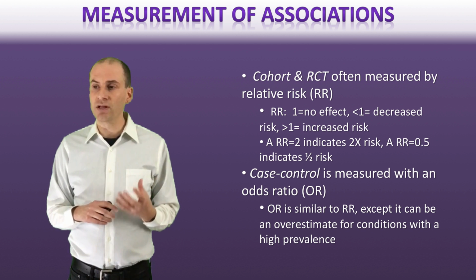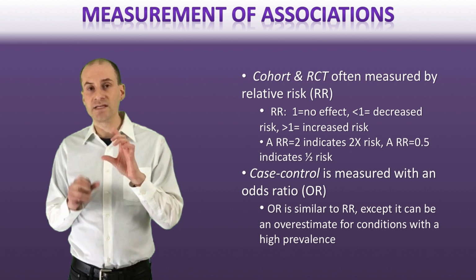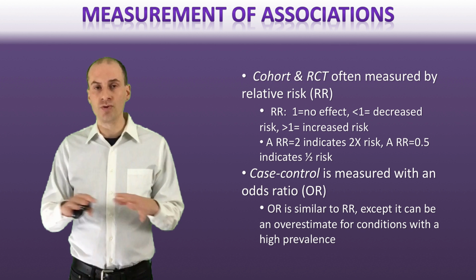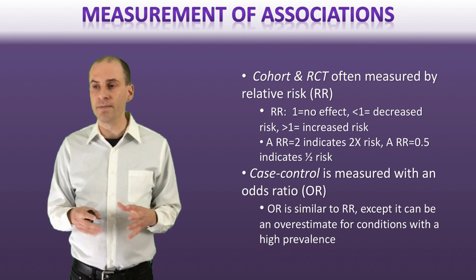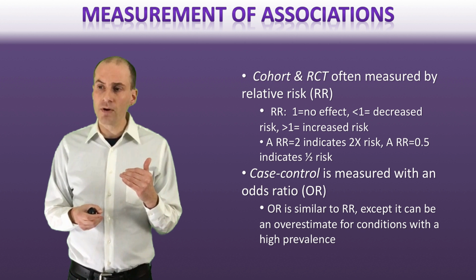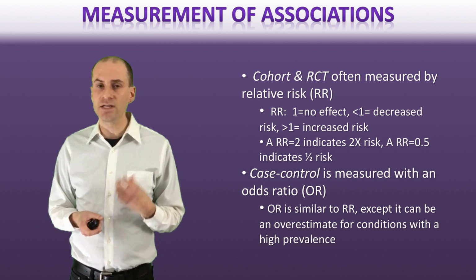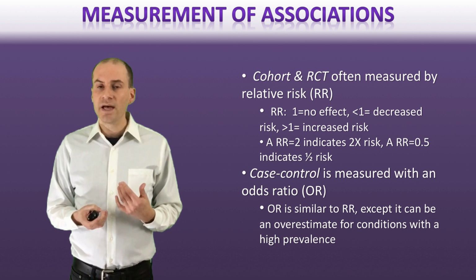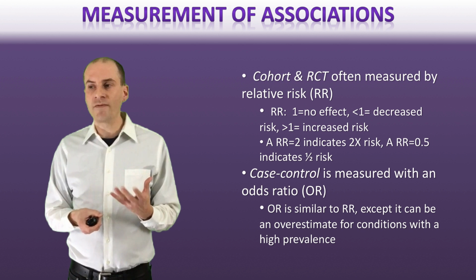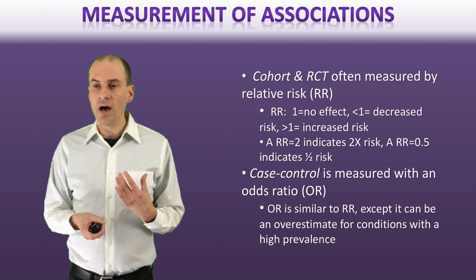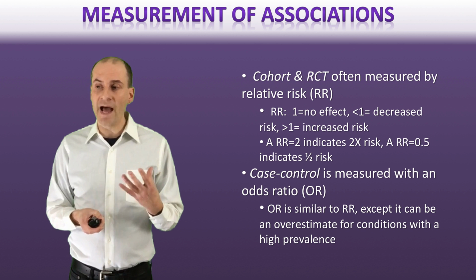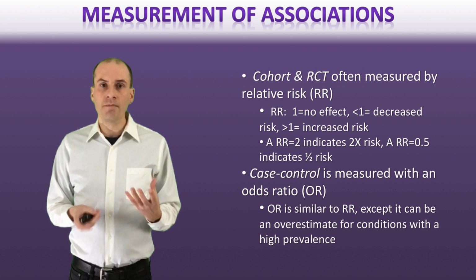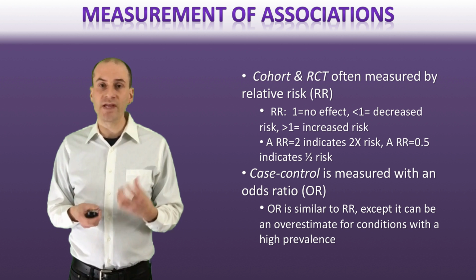Now, case control studies are a little different because you've actually selected cases and controls, and you don't have a group that you can look at to see how they develop things over time. So what you use for case control studies instead is an odds ratio. An odds ratio functions similarly to relative risk, except it often is an overestimate of the actual risk factor for a disease, especially if you have a high prevalence disease. Okay. But that's something that you will also see, and that's abbreviated as OR.